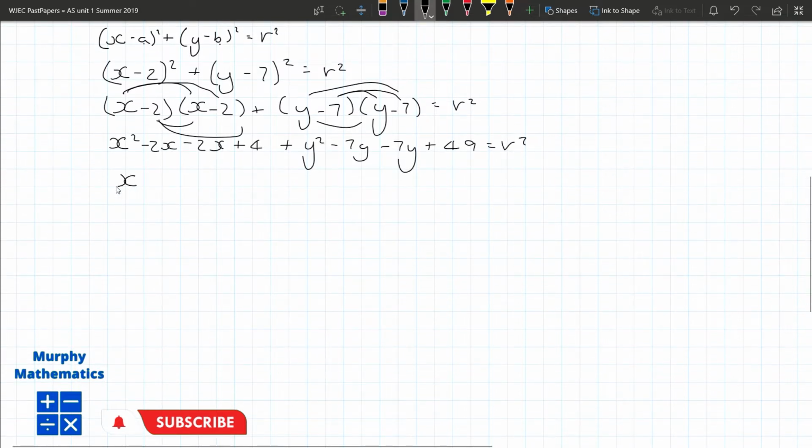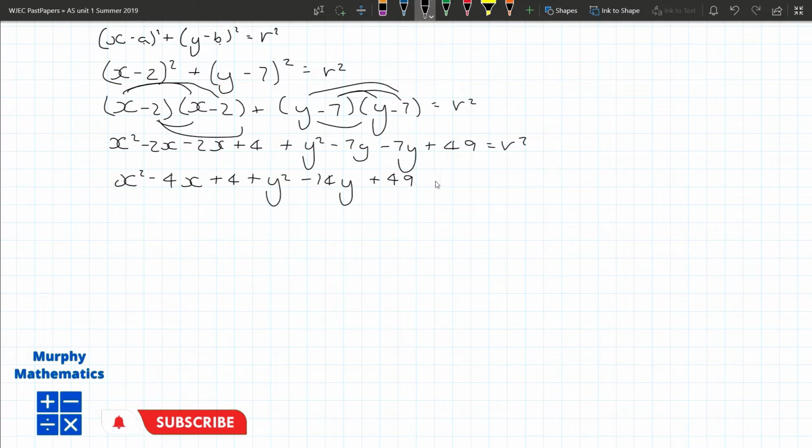So x squared minus 4x plus 4 plus y squared minus 14y plus 49 equals r squared. So tidying this up, I got x squared minus 4x plus y squared minus 14y plus 53 equals r squared.